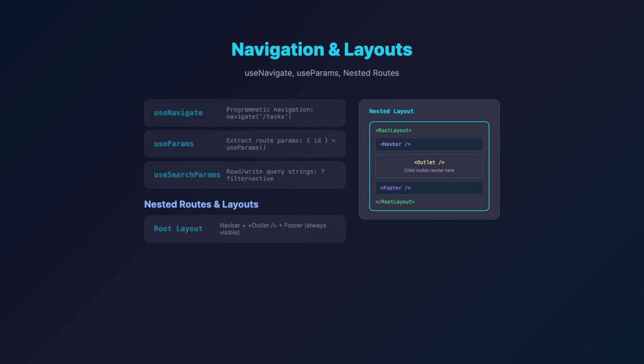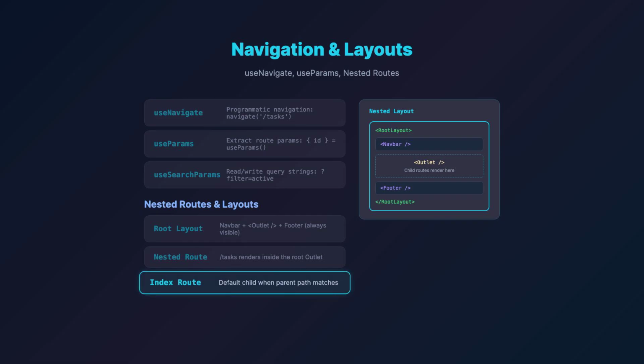Child routes are nested inside the parent route. The layout stays mounted, only the Outlet content swaps. An index route is the default child. It renders when the parent path matches exactly.